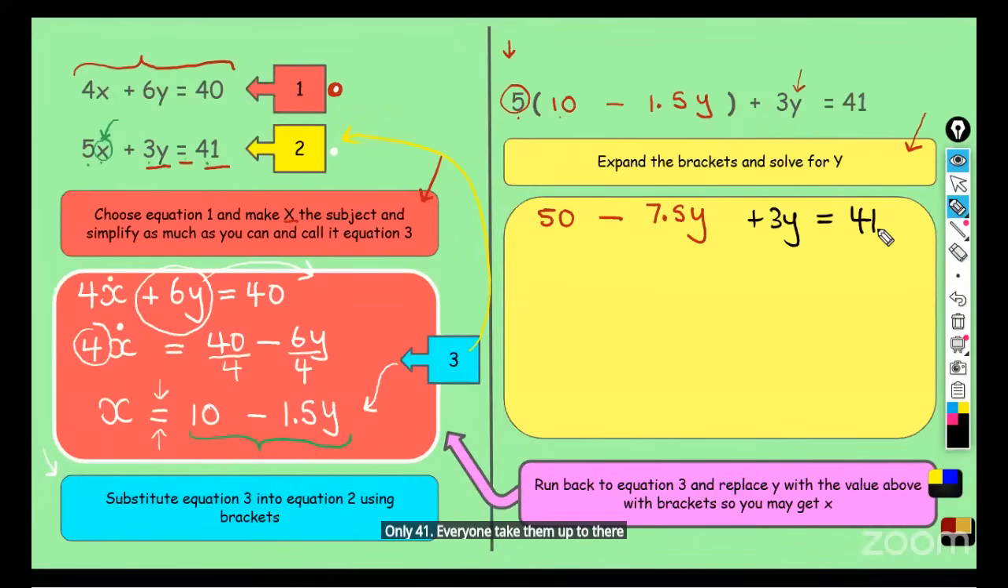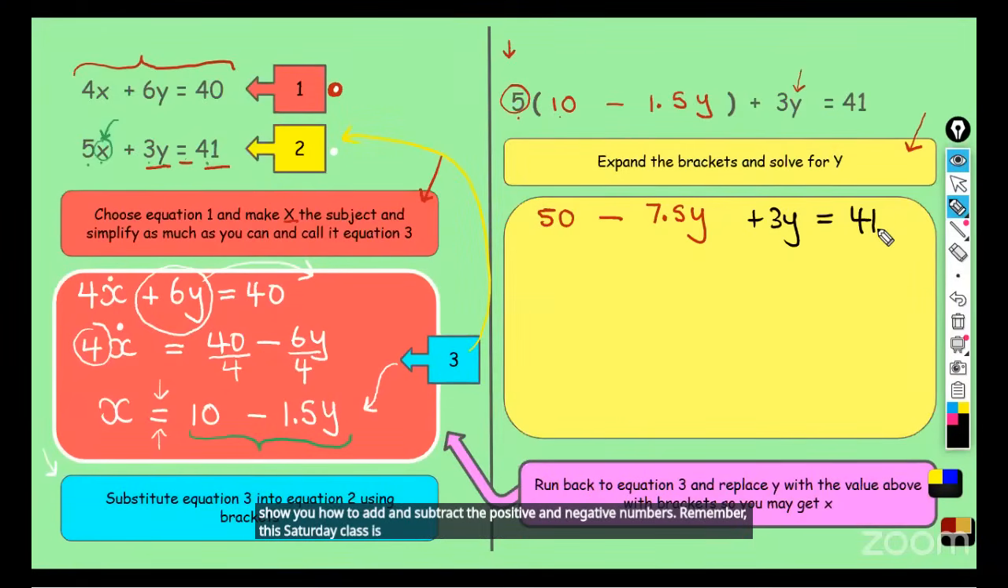Now, for those who can't add and subtract positive and negative numbers, feel free to use a calculator or come to the Saturday class where we are going to show you how to add and subtract positive and negative numbers. Remember, the Saturday class is starting back from basics, Form 1 work, going up. Algebra.